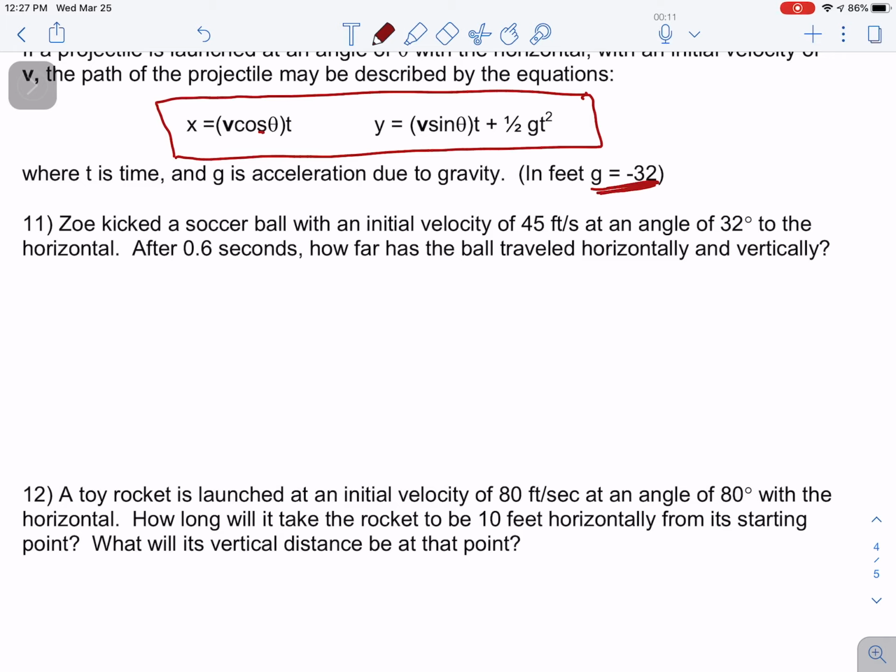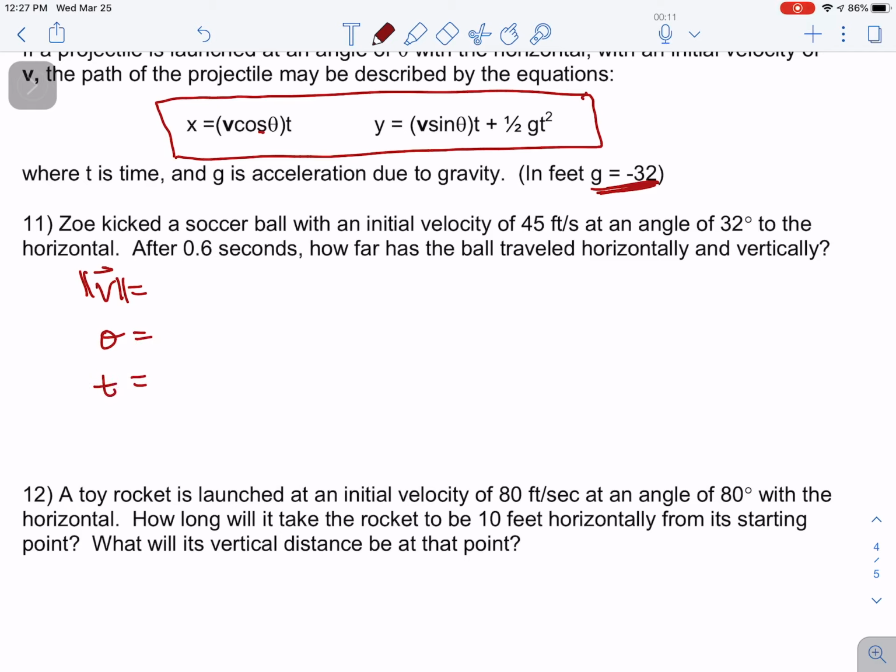Zoe kicked a soccer ball with initial velocity of 45 feet per second at an angle of 32 degrees to the horizontal. After 0.06 seconds, how far has the ball traveled horizontally and vertically? So what we need to do is solve for these equations. I have a v in each of these equations. The v is a vector, by the way. It's the magnitude of the vector. You have the theta value and you have the time.